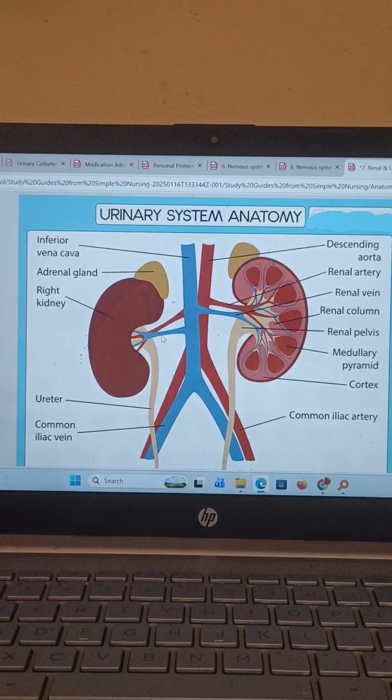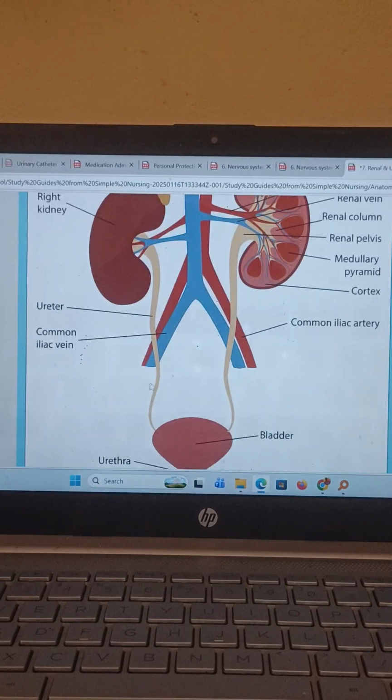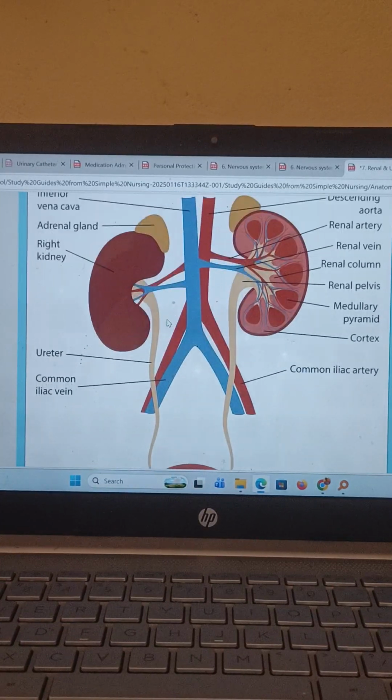But just remember, for our video today, we are just looking at what the urinary system is made up of. So we talk of the inferior vena cava, the adrenal gland, and the right kidney. This is part of the kidney, how it looks inside. Then we have the ureter, going from the right kidney into the bladder.